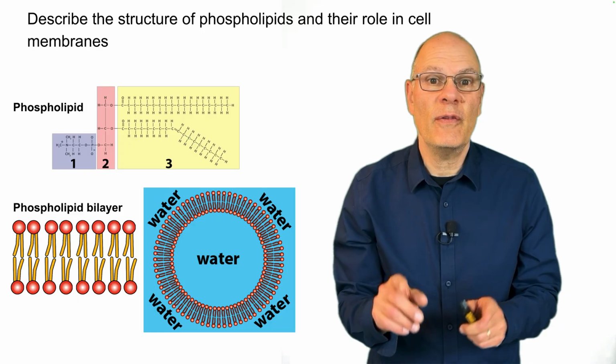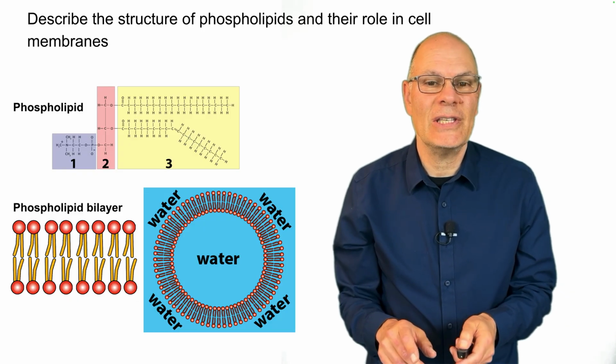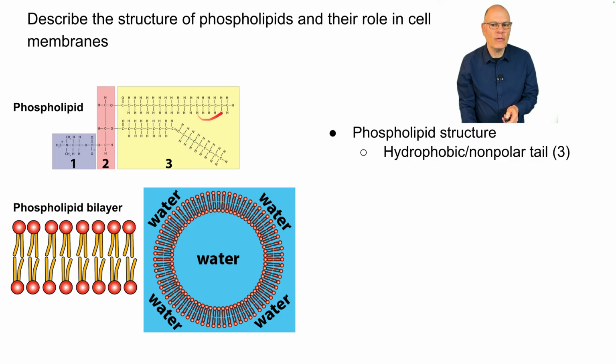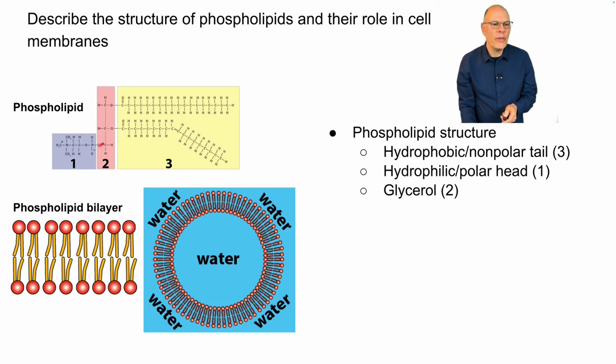Describe the structure of phospholipids and their role in cell membranes. Phospholipid structure, there's a hydrophobic nonpolar tail region. Here's the structural formula. Here's a representation. There's a hydrophilic polar head. Notice that the head has this phosphate group over here with its negative charge. The whole thing is held together by this 3-carbon molecule called glycerol.